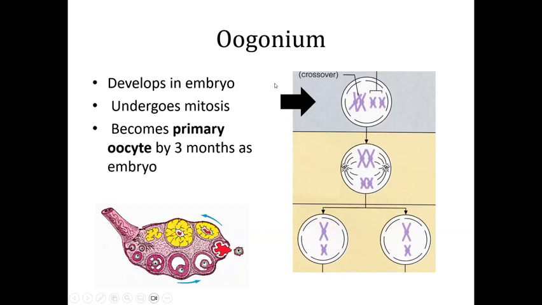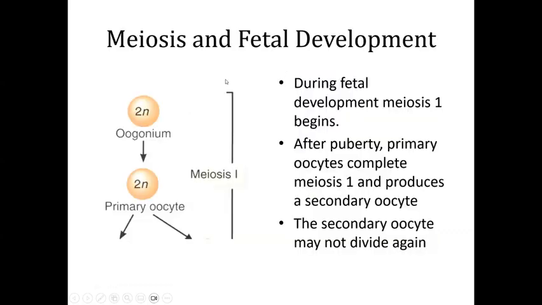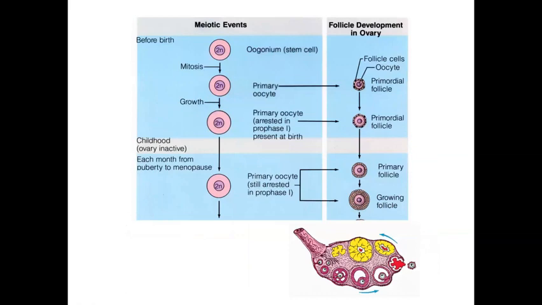Same thing, however, you start out with a diploid cell, which has to go through 1 round of meiosis to give you a haploid primary oocyte. During fetal development is where the process of meiosis 1 fully begins. The oogonium becomes a primary oocyte. After puberty, the primary oocytes complete a round of meiosis 1, but may never actually complete a 2nd round unless fertilization occurs. Another difference between oogenesis and spermatogenesis.